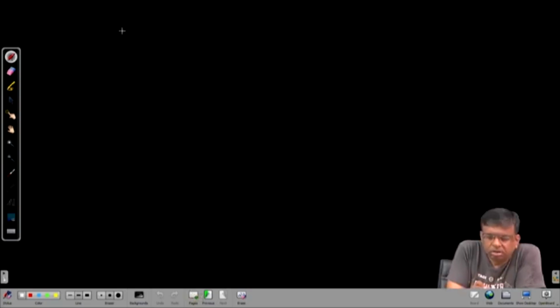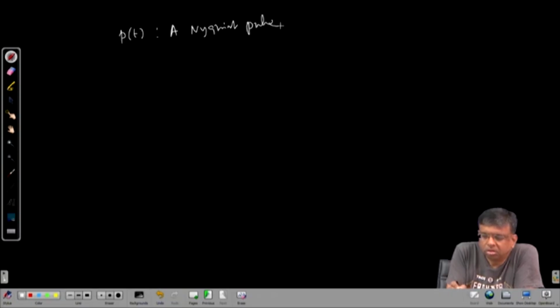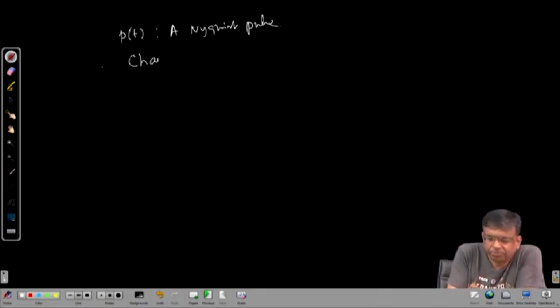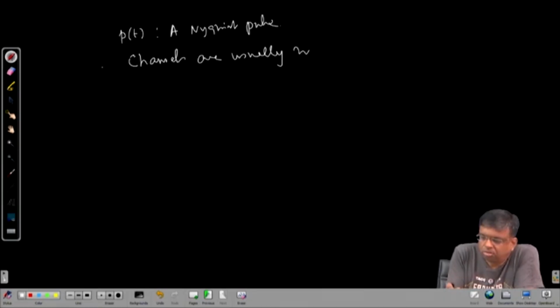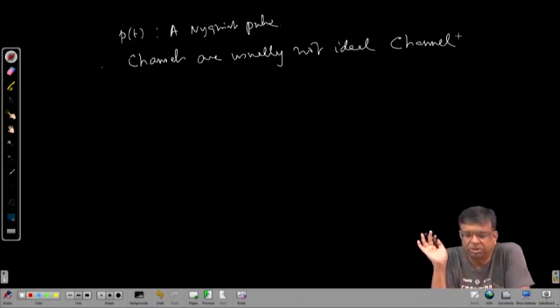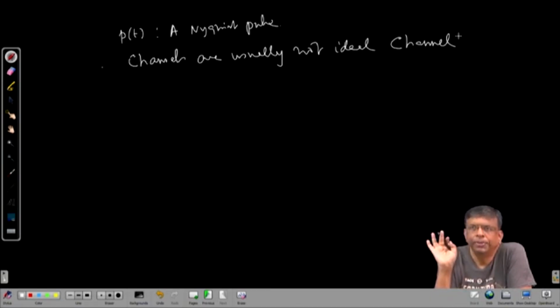But suppose your pulse is a Nyquist pulse, but the channel through which it will pass is not an ideal channel. Channels are usually not ideal channels. An ideal channel is such which will pass all frequencies present in the input signal equally, and if it delays, it will delay all frequencies by the same amount.